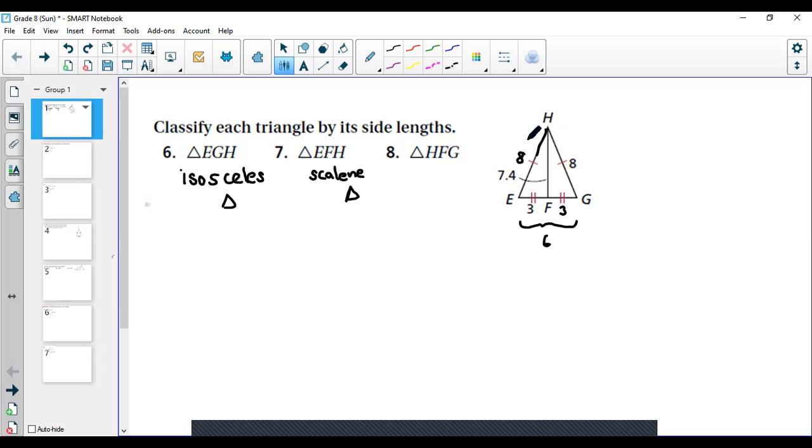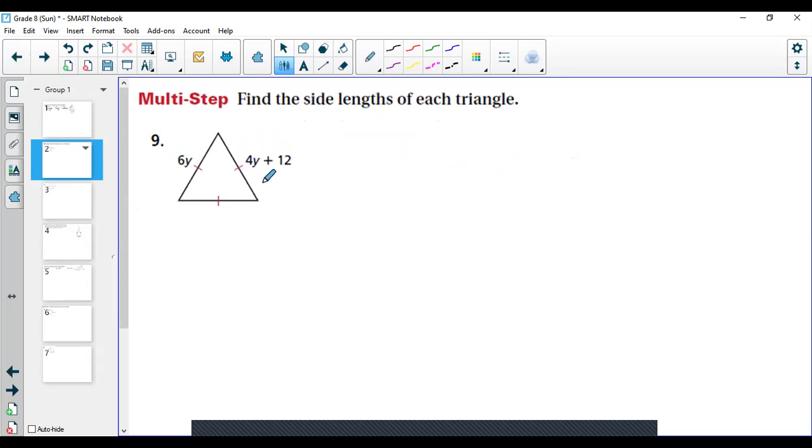Triangle FHG, HFG. So it's almost like the previous one. Here we have 7.4, this is 3 and this is 8. So that makes it again a scalene triangle. So classifying triangles like this is easier. Now, find the side lengths of each triangle.